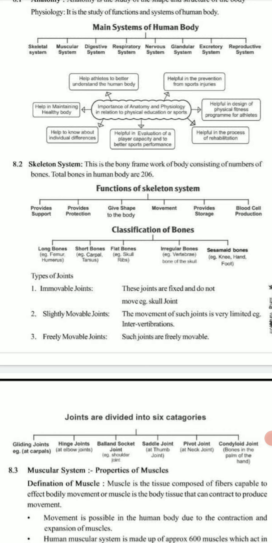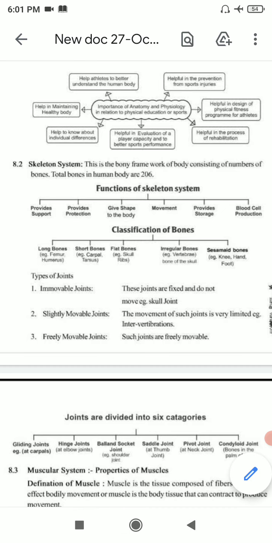And slightly movable joint: the movement of such joints is very limited, for example intervertebral. Such joints have very limited movement. So these joints are called slightly movable joints. And freely movable joints: such joints are freely movable. So three types of joints. First, immovable joints, and then next, slightly movable joints and freely movable joints.